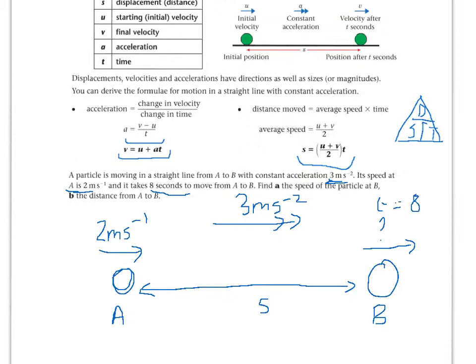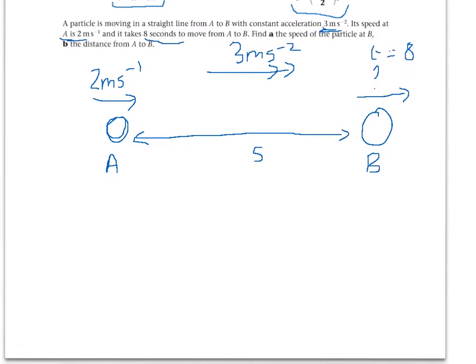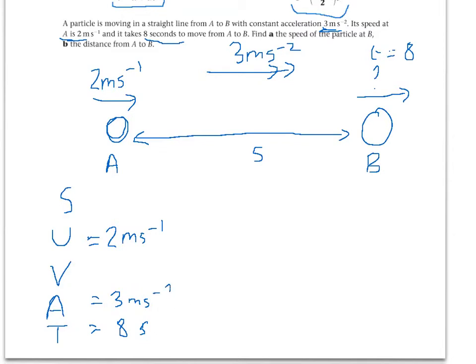It's also very handy to write out a list of key facts like this. So write down suvat, and write in what we know. We know the initial speed is 2 meters per second. We know the time is equal to 8 seconds. And we know the acceleration is 3 meters per second squared. In part A, we're asked to find the speed. So we're trying to find V, which means we don't need anything to do with S. So put a cross next to S.